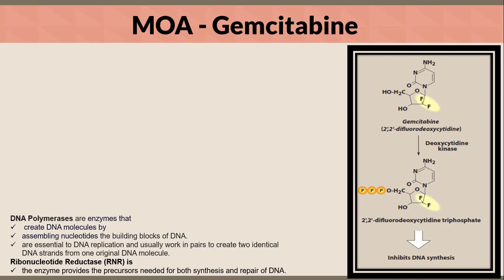Mechanism of action of gemcitabine. First, we should know about the DNA polymerase and ribonucleotide reductase enzymes. DNA polymerases are enzymes that create DNA molecules by assembling nucleotides, the building blocks of DNA, and are essential to DNA replication, usually working in pairs to create two identical DNA strands from one original DNA molecule. And the ribonucleotide reductase, or RNR, is the enzyme that provides the precursors needed for both synthesis and repair of DNA.